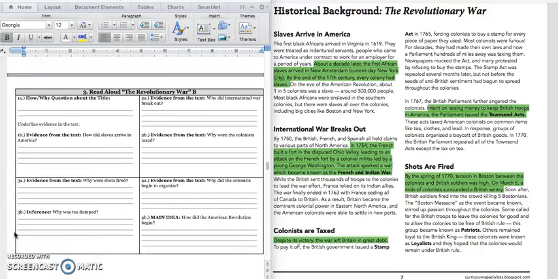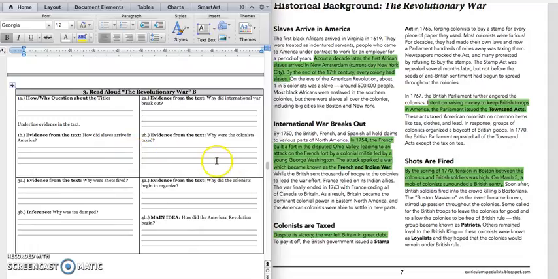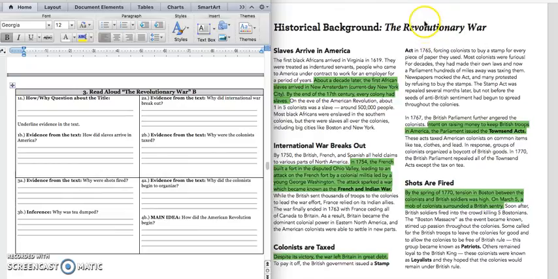Turn the page, and we have our questions, and we're going to begin reading in our text with the section Slaves in America. But before we get started, we're going to ask our how or why question about the title, The Revolutionary War. And my how question is, how did the American Revolution begin? Press pause to write down your answer and play when you're ready for the text.